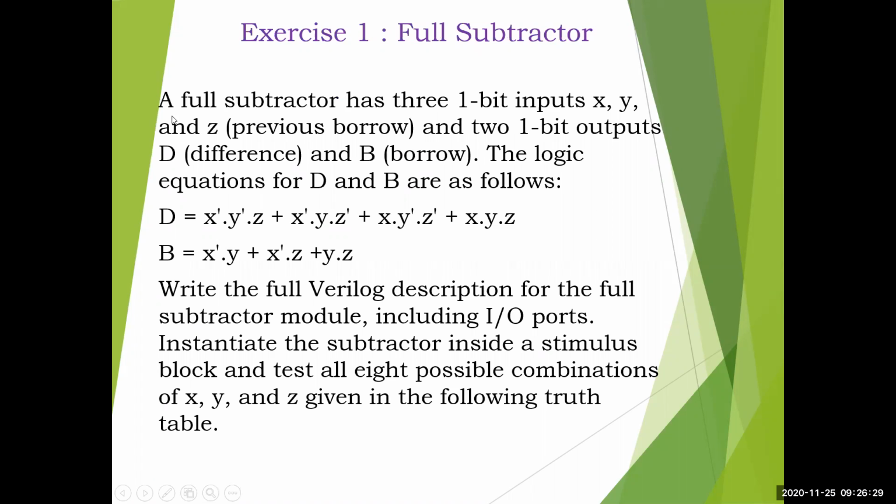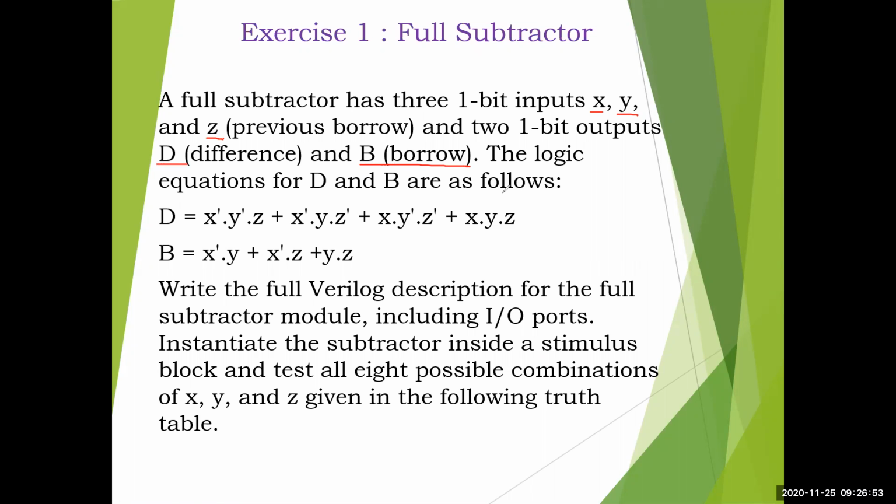A full subtractor has three 1-bit inputs x, y, and z. As in the full adder, it is also having three inputs, named x, y, and z, and two 1-bit outputs, difference and borrow. In the adder you have sum and carry, in the subtractor you have the difference and borrow. The logic equations for D and B are as follows.